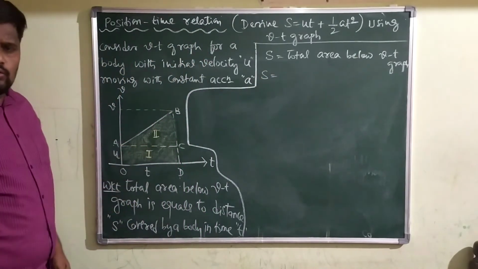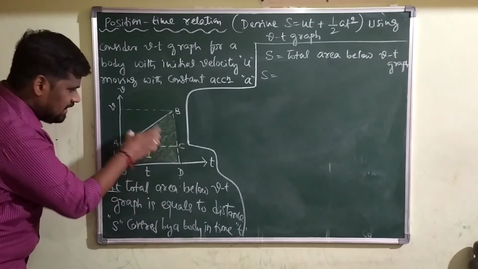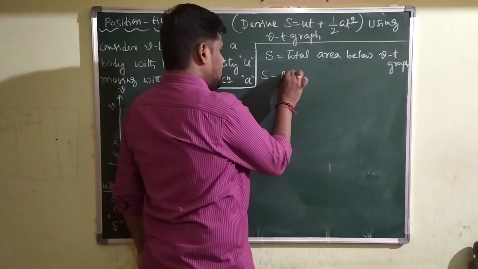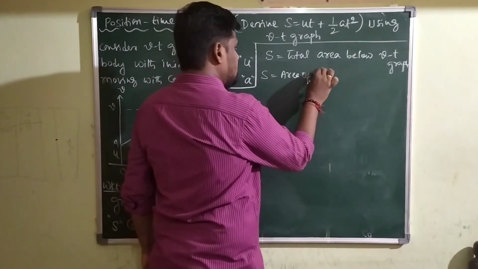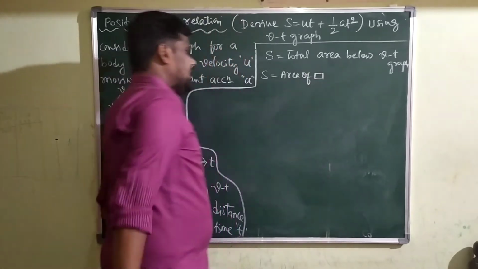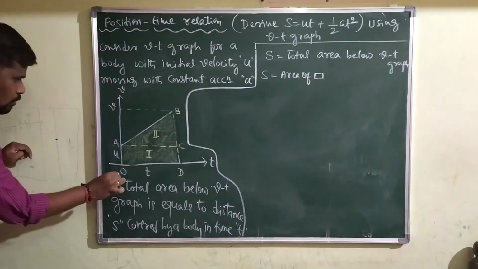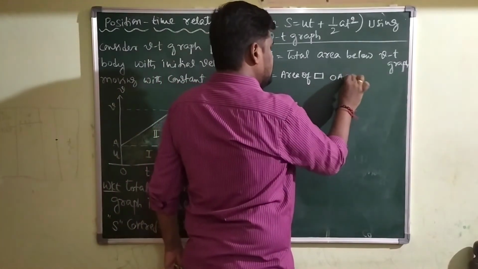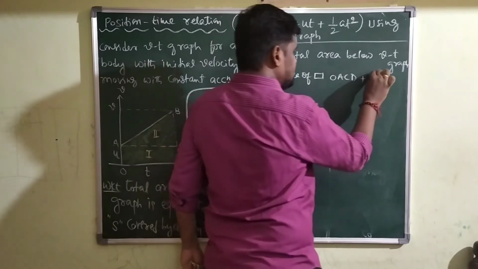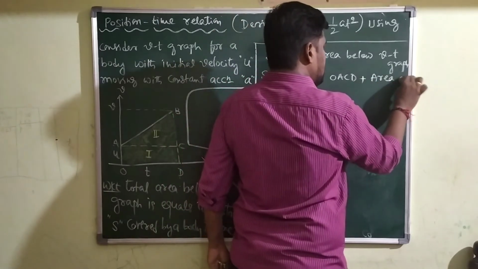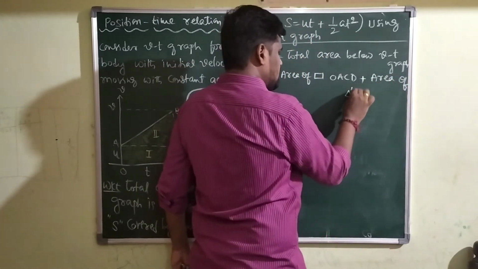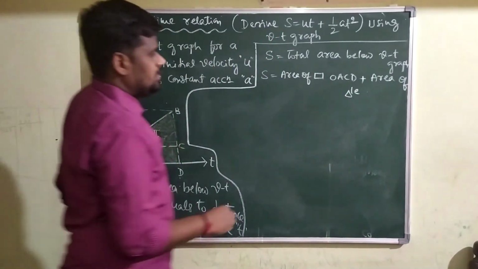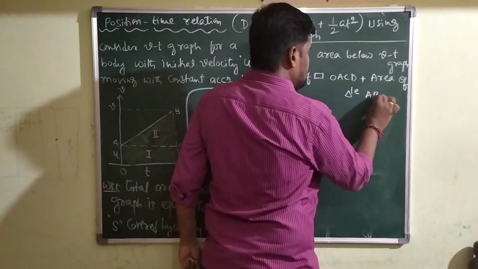I have divided it into two parts. The first part is a rectangle and the second part is a triangle. Therefore, this total area is equal to the area of rectangle OACD, plus the second part, which is the area of triangle ABC.